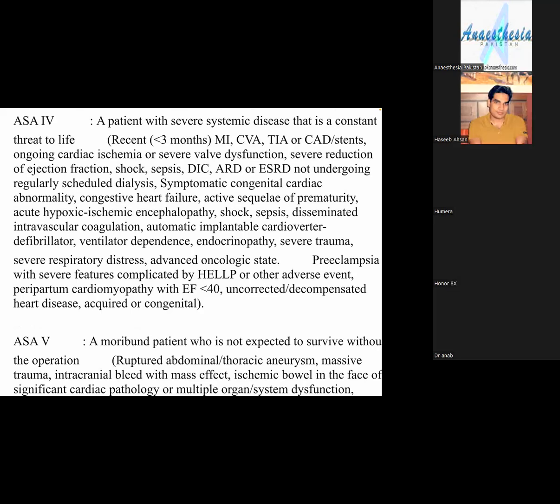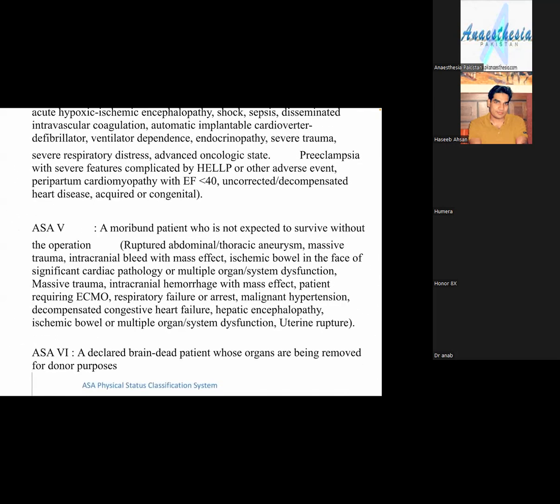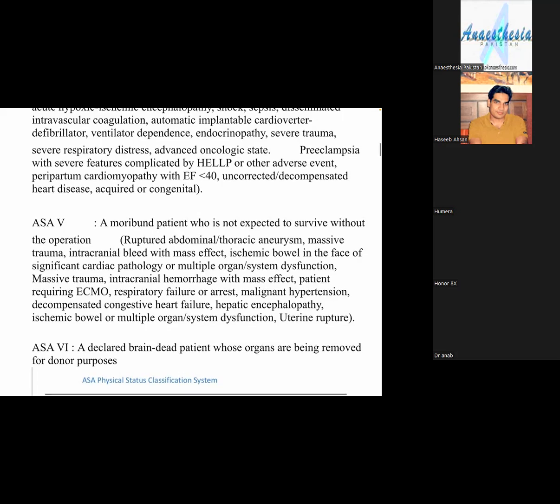Then came ASA 5, a moribund patient who is not expected to survive without the operation. These include ruptured abdominal or thoracic aneurysm, massive trauma, intracranial bleed with mass effect, ischemic bowel in the face of significant cardiac pathology, and multiple organ system dysfunction. Also patients requiring ECMO, respiratory failure or arrest, malignant hypertension, decompensated congestive heart failure, hepatic encephalopathy. These all come under ASA 5.